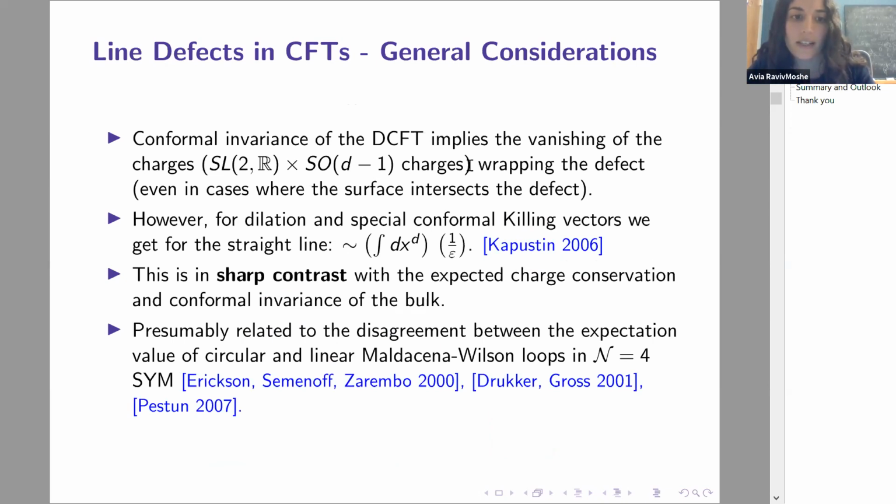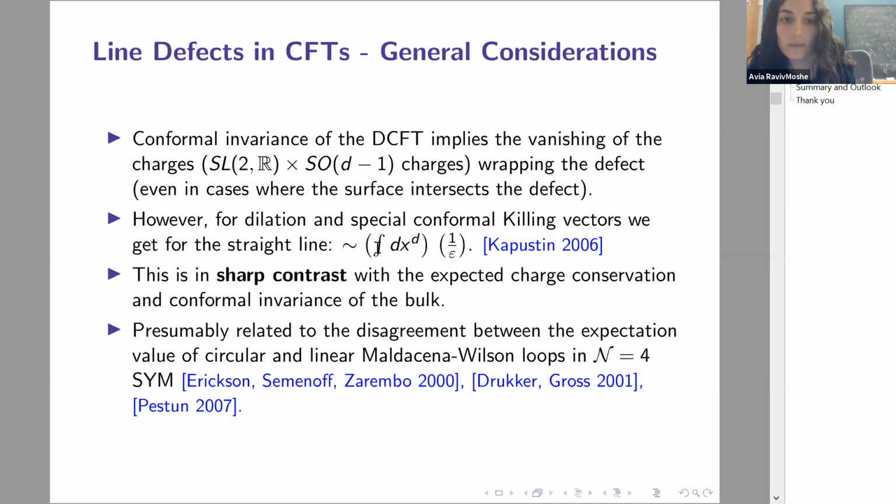However, it turns out that for the straight line, there is a problem, even if we just consider surfaces that wrap the defect and do not intersect it, like the infinite cylinder. So in this case, if we take the dilatation and special conformal Killing vectors of the SL2R, then we get that for the straight line, we get a double divergence.